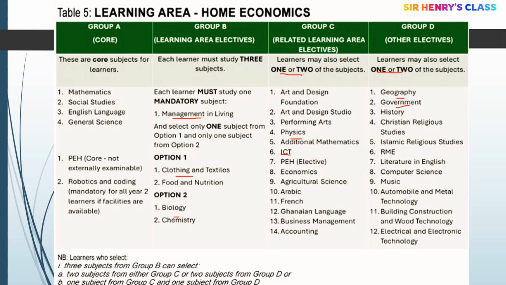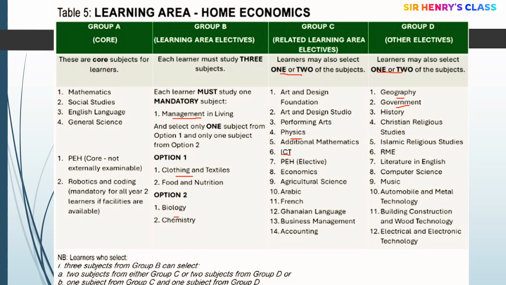Now, what if you do 1 subject from C? That is okay. So if you do 2 subjects for either C or D, you can also do it this way: 1 subject from C and 1 subject from D. So you can also do it that way. That is 1 from C, 1 from D. Mind you, it says 1 or 2, so you can choose either 1 or the 2. And don't forget, you are exiting with a minimum of 7 and a maximum of what? 9. So that is for the home economics.